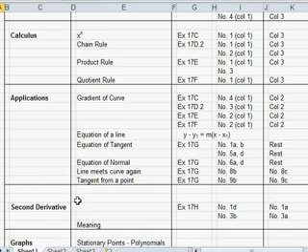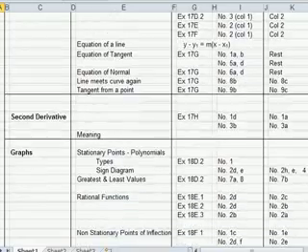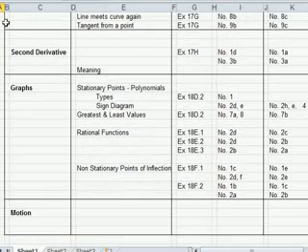A brief introduction or brief review, if I can say, of the second derivative. I'll be putting up a fully solved problem for that and a short video on that one. We've got graphs in chapter 18. You should have a read of each of these sections, and again run through all the problems.